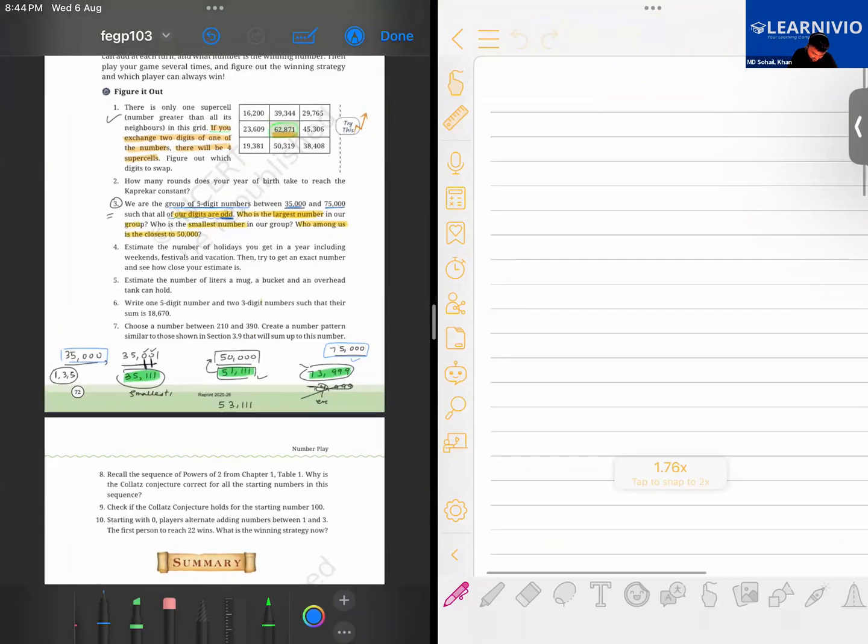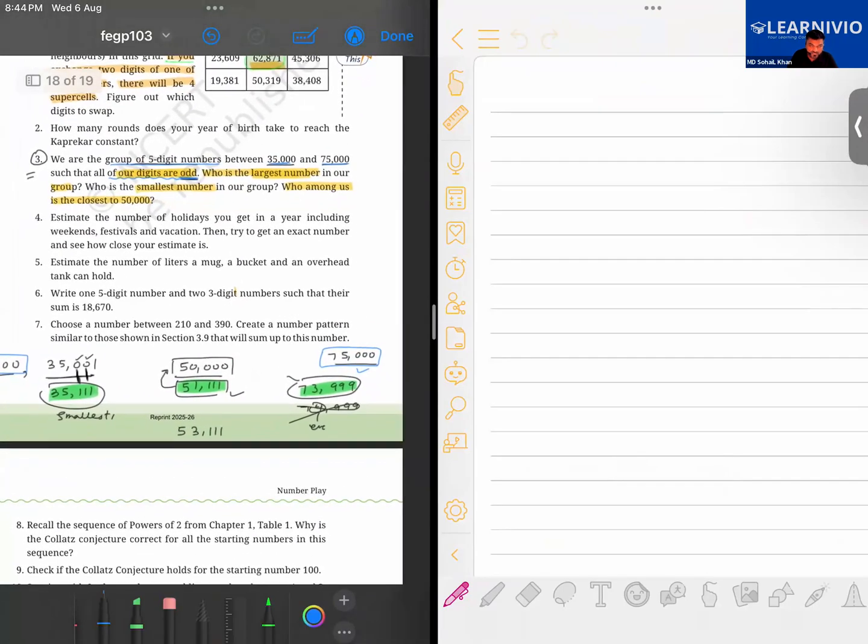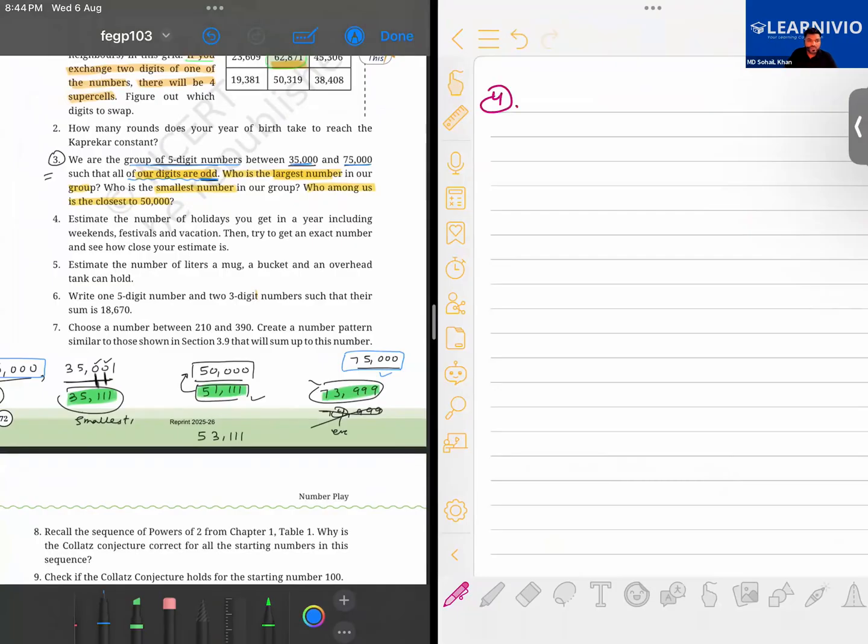Everyone look at question number 4 as of now. Estimate the number of holidays you get in a year, including weekend, festival, and vacation. Then try to get an exact number and see how close your estimate is. Okay, so 113. Hold on. We will move in a stepwise manner.